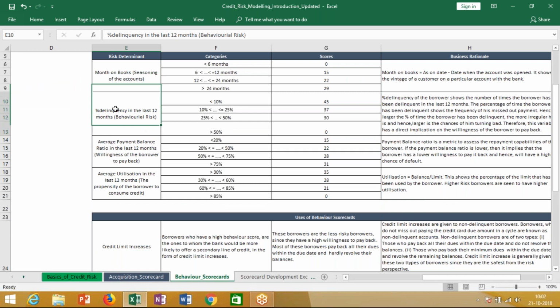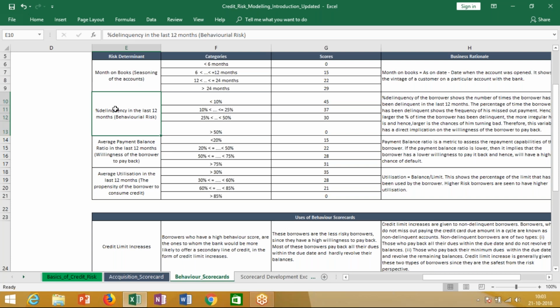So over here, month on books is the seasoning of the account. Basically, the month on books gives us an idea about how seasoned an account is, right? It is generally seen for retail products that it takes around 12 to 18 months for an account to get seasoned. When an account gets seasoned, the chances of the borrower becoming bad in the future greatly reduce.